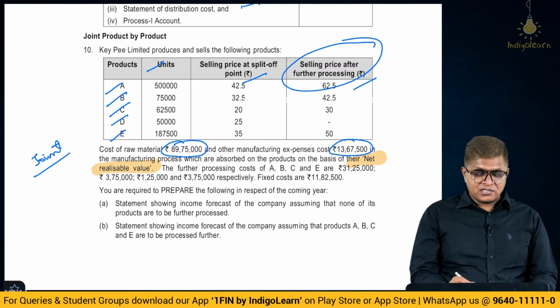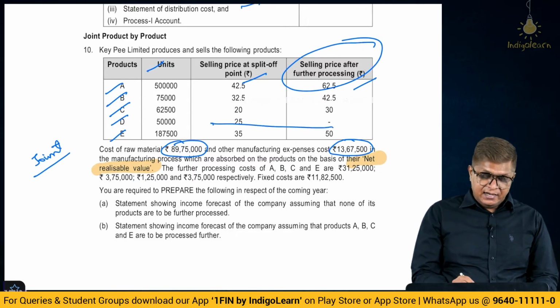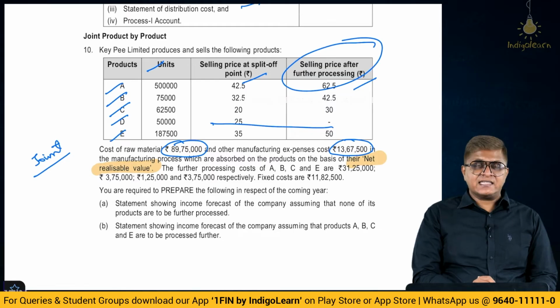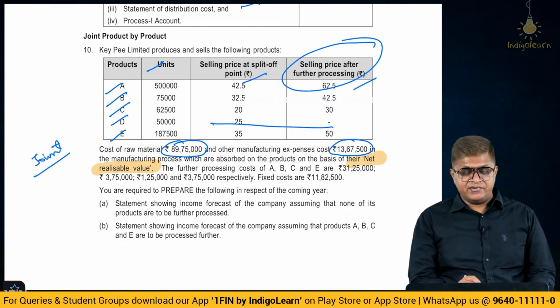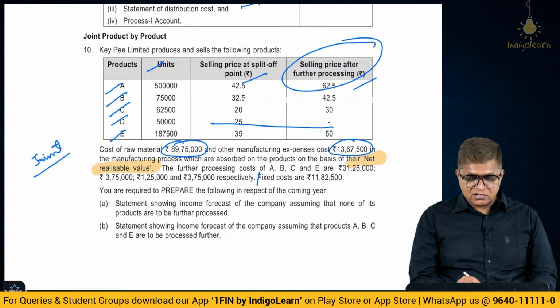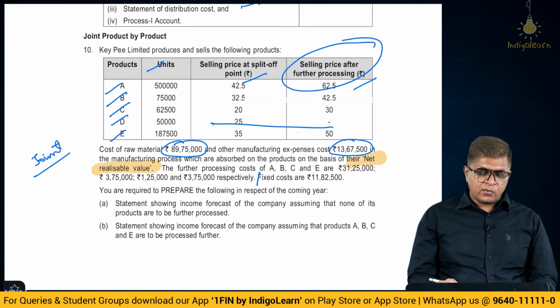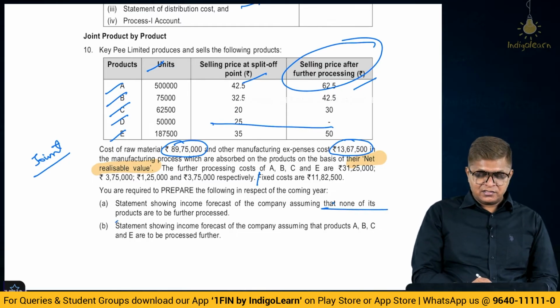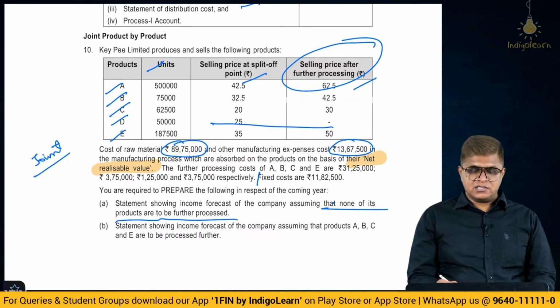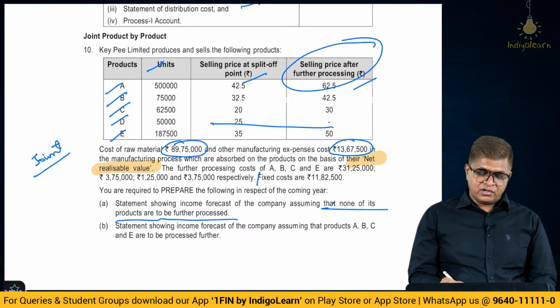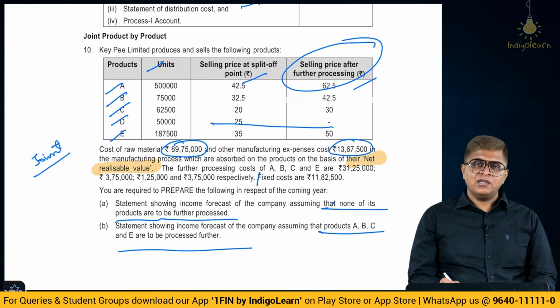Alright, the further processing cost of A, B, C and E, so for D there is no further processing, are 31,25,000, 3,75,000, 1,25,000 and 3,75,000 respectively. The fixed costs are 11,82,500. You are required to prepare the following in respect of the coming year. Statement showing income forecast of the company, assuming that none of the products are further processed, and then statement showing income forecast assuming that the products A, B, C and E are to be further processed.